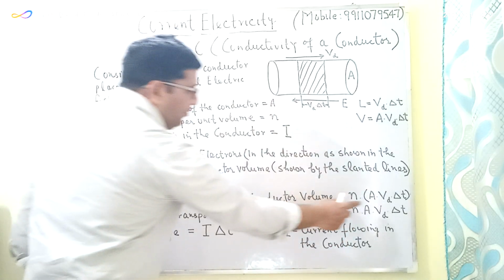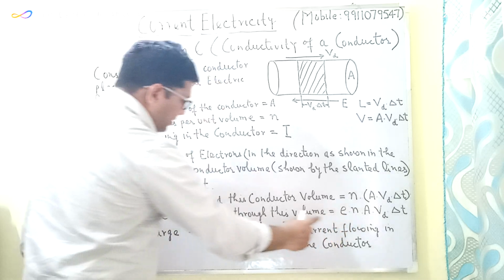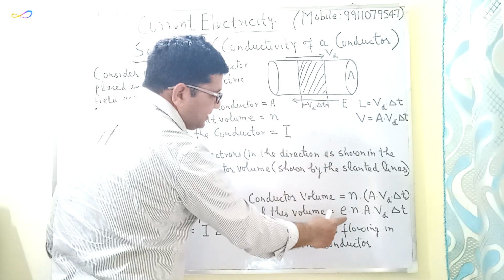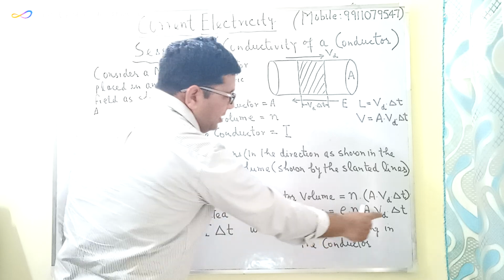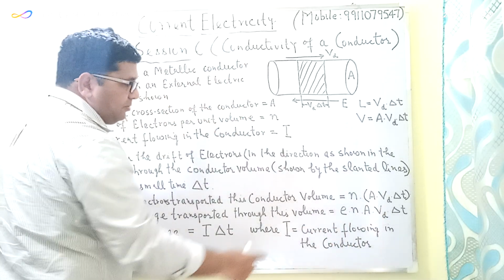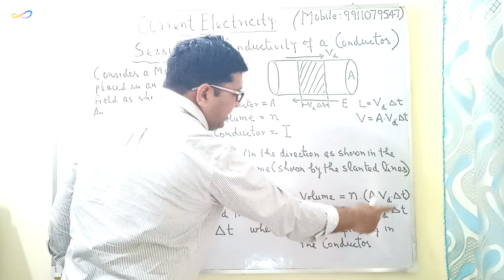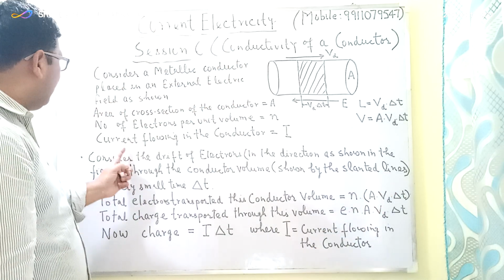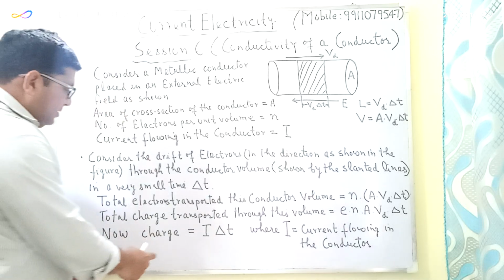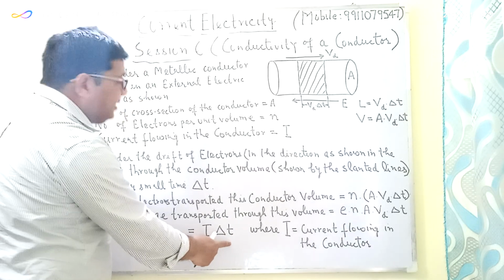So this is the number of electrons and this is the total charge transported through this portion of the conductor, which is equal to the total number of electrons multiplied by the charge of the electron. So this is equal to e n A Vd delta t. Now here I have taken the current flowing in the conductor as I, so the charge will be equal to I delta t.